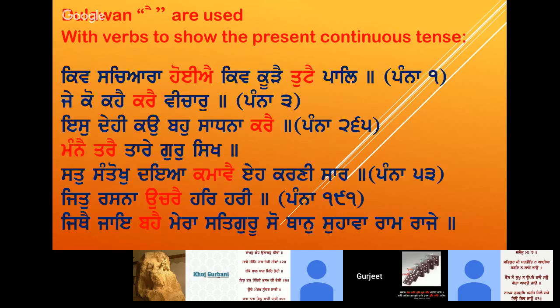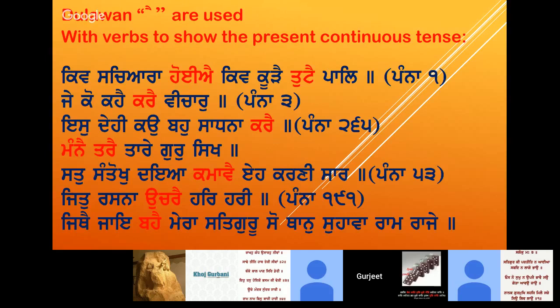You can't read "manna, tare, tare, gur sikh." Manna, tarai, tare, gur sikh. Because Gur has accepted it. Gur is already in the state of floating. He's tare. Tare. And tare. Sikh listens to him, then the Sikh also attains the same stage. Sat santokh daya kamave ekarani sar.